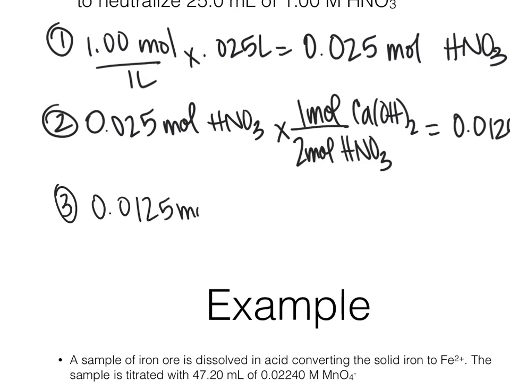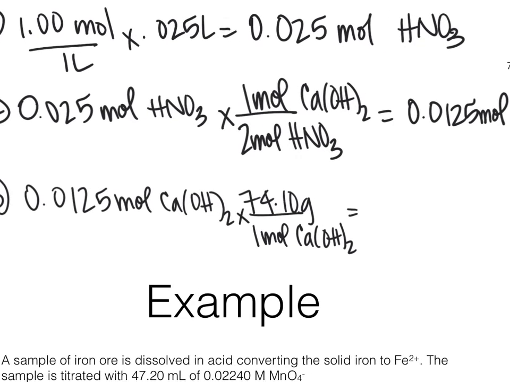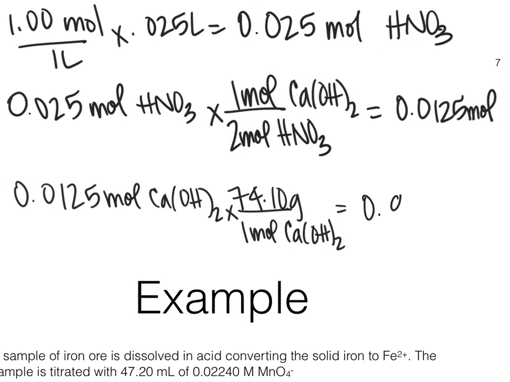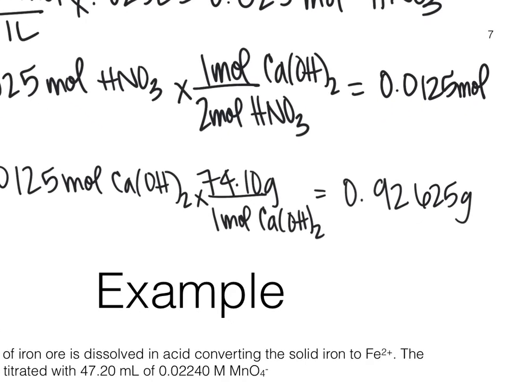0.0125 moles of calcium hydroxide multiplied by 1 mole of calcium hydroxide has a molecular weight of 74.10 grams. When we plug this in, we get 0.92625 grams, which feels like too many sig figs, so we need 3 sig figs of 0.926 grams.